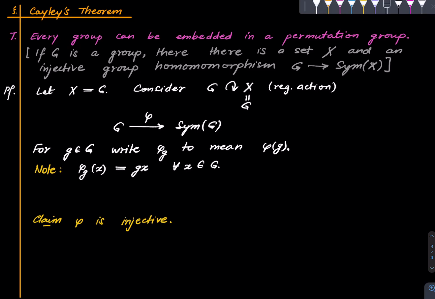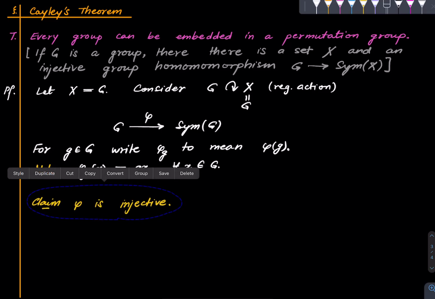So this is immediate from the dictionary between the two perspectives of group action. The way we defined the regular action in the previous slide translates to exactly this, that if you take the image of an element g under this homomorphism, it behaves this way. And this is the permutation of G induced by the group element g. That is what we are saying. So that's a very simple observation, or whatever you want to call it.